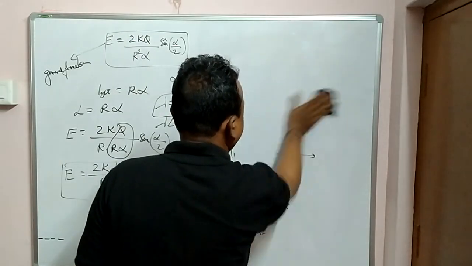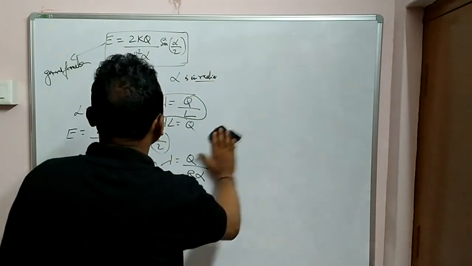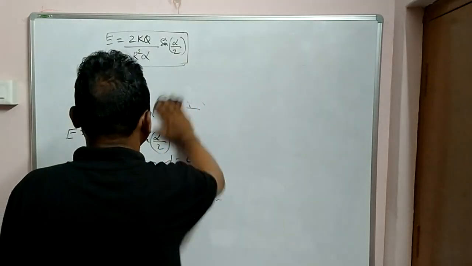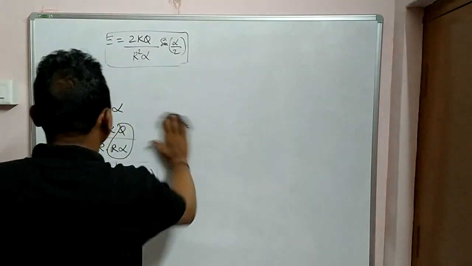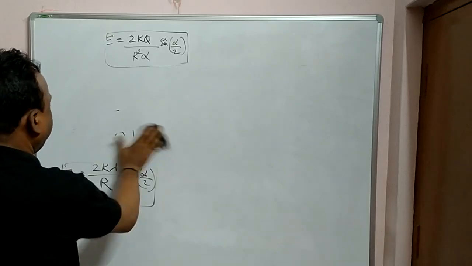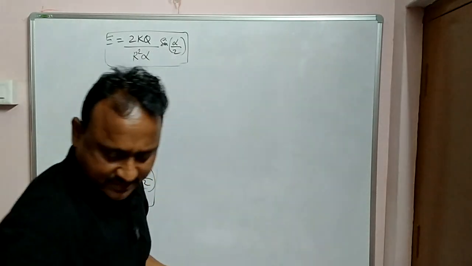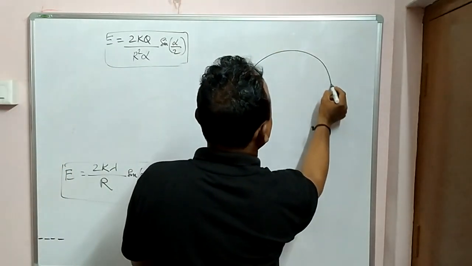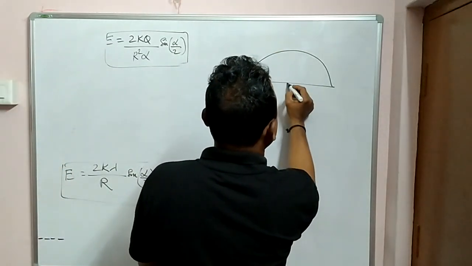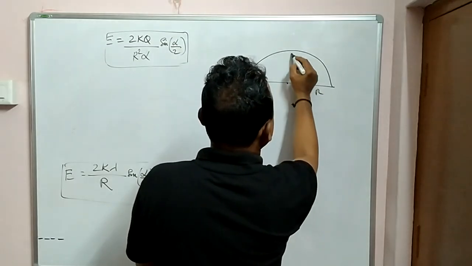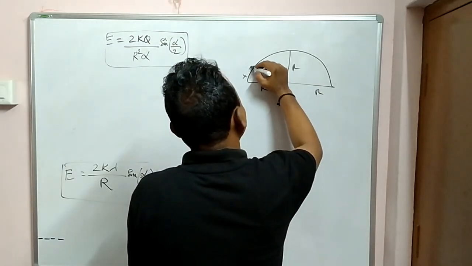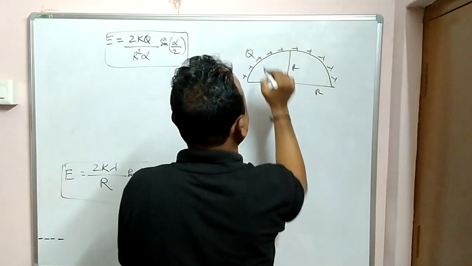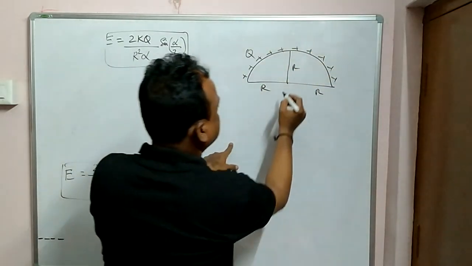Okay, next case. Please try to remember and practice these formulas. The next case is the semicircle. For example, this is a semicircle with radius r. Again the charge is distributed, positive charge Q. Now this is the point O.